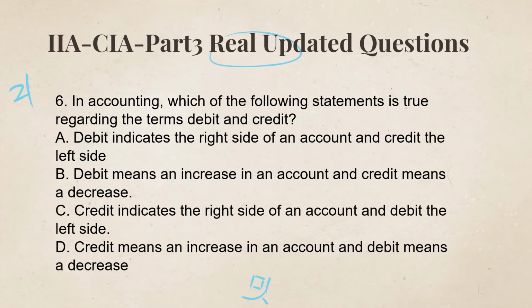6. In accounting, which of the following statements is true regarding the terms debit and credit? A. Debit indicates the right side of an account and credit the left side. B. Debit means an increase in an account and credit means a decrease. C. Credit indicates the right side of an account and debit the left side. D. Credit means an increase in an account and debit means a decrease.